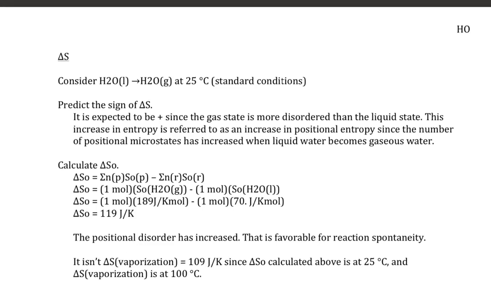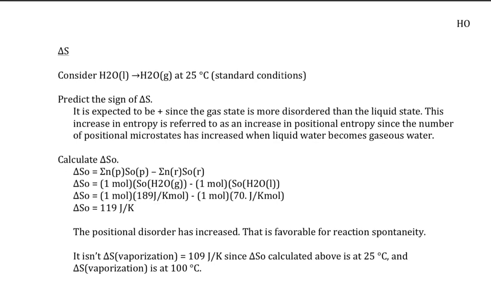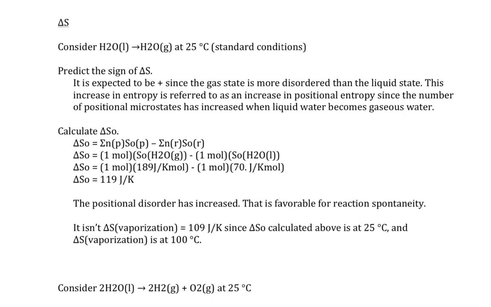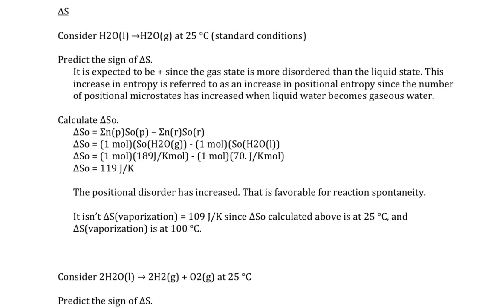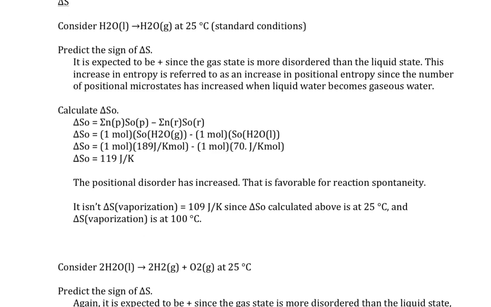The number of degrees of freedom has gone up, and the volume has gone up. Okay, so now we've predicted delta S to be positive. Now let's actually calculate it.